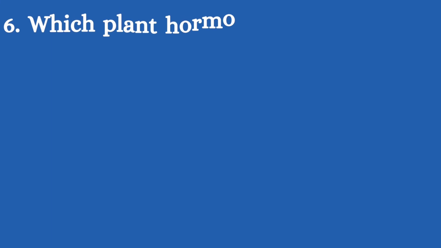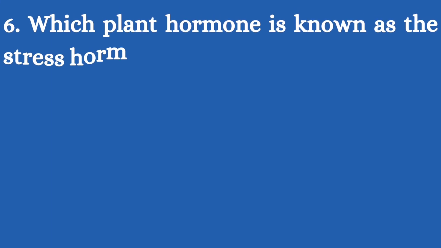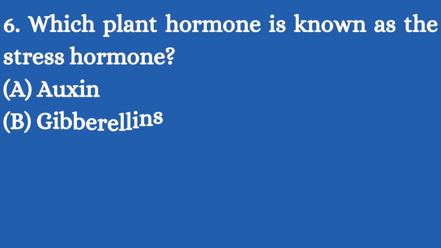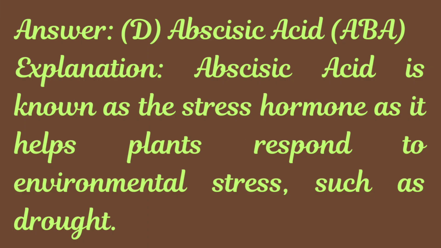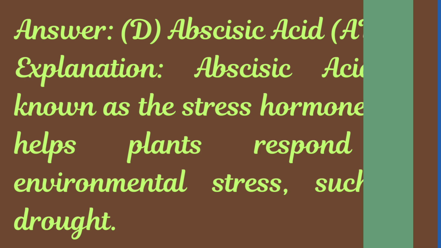6. Which plant hormone is known as the stress hormone? A. Auxin. B. Gibberellins. C. Cytokinin. D. Abscisic acid, ABA. Answer: D. Abscisic acid, ABA. Explanation: Abscisic acid is known as the stress hormone as it helps plants respond to environmental stress, such as drought.